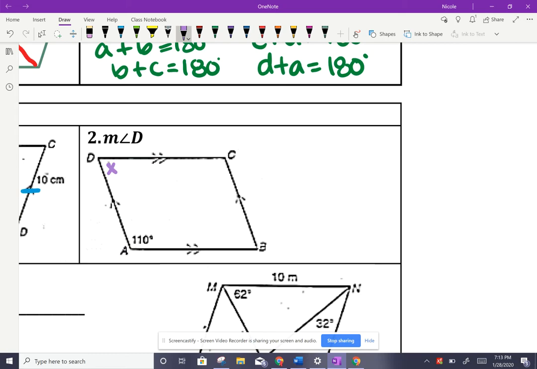One that says opposite angles are congruent, which is true. So angle D and angle B are congruent. Angle C and angle A are congruent. But what I'm actually trying to find is the value of D. And I don't have the value of angle B, so that doesn't help me.